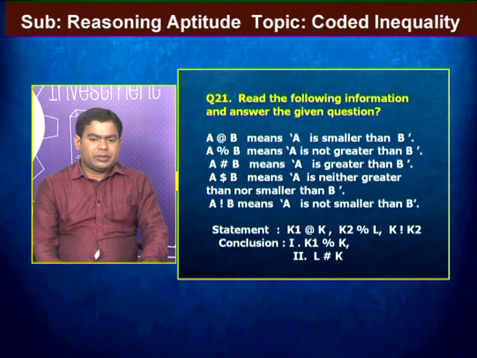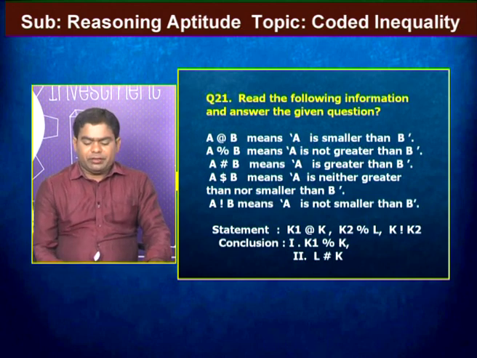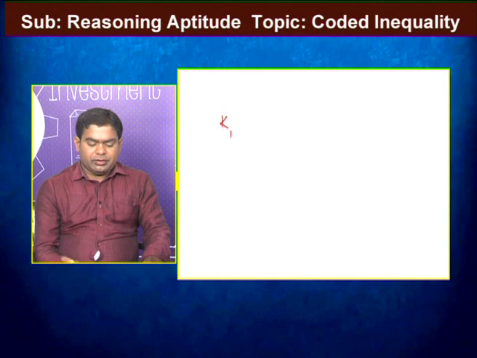So we go to the question. That one is k1 at the rate k, k2 percentage l. Next, k1 exclamatory symbol k2, that is the statement. K1 percentage k is conclusion 1. Conclusion 2 is l hash k. So we apply the inequalities for the given statement and given conclusions.